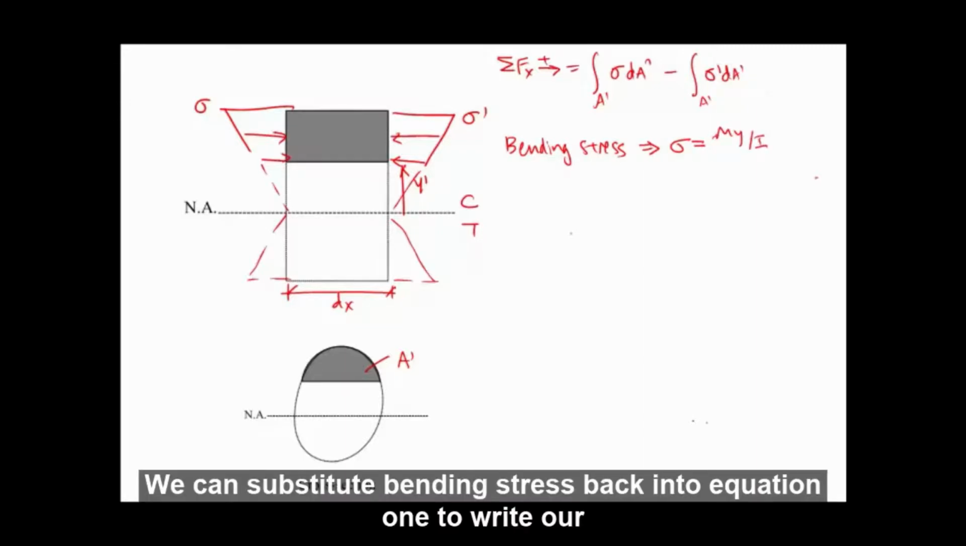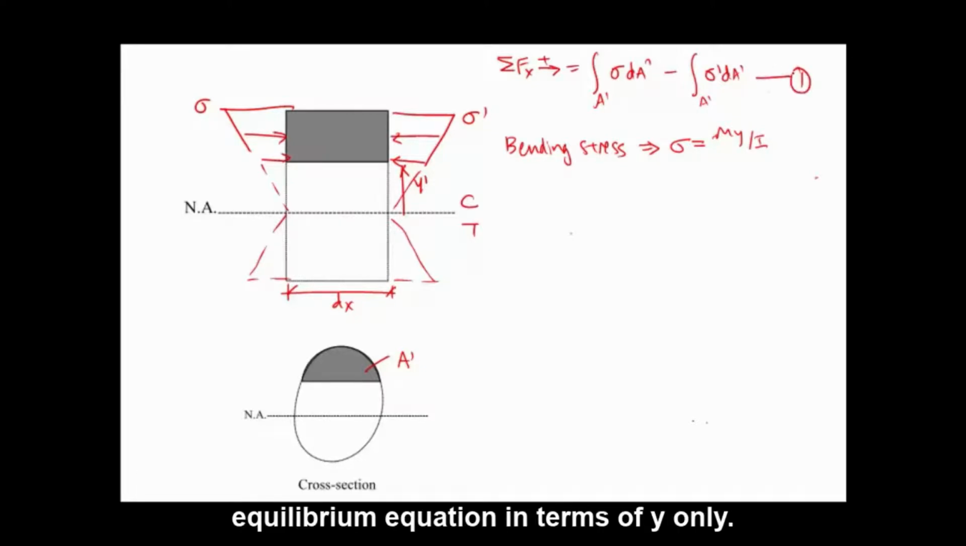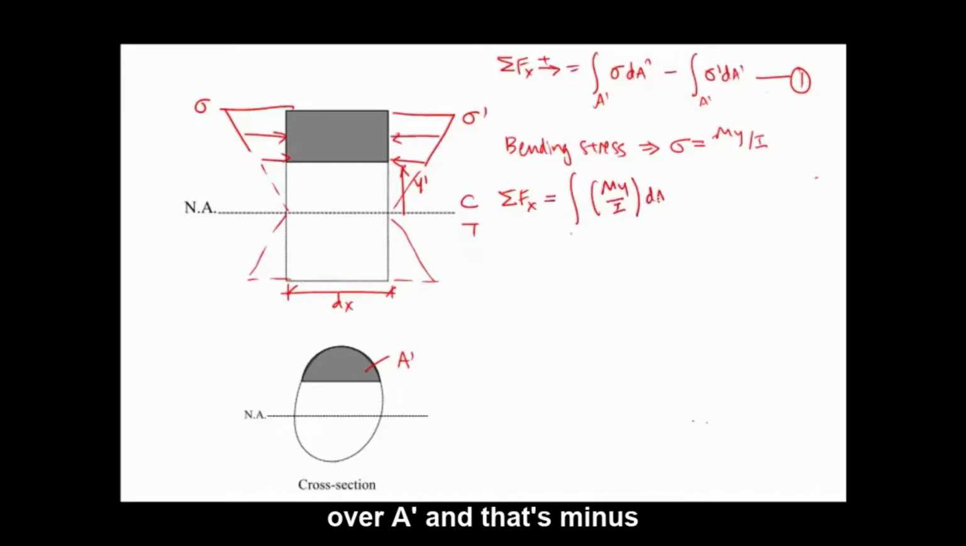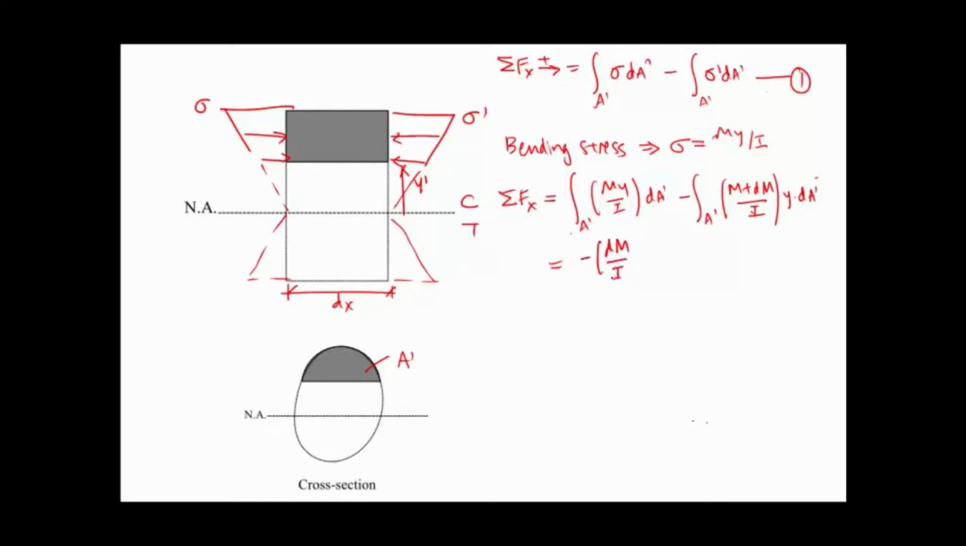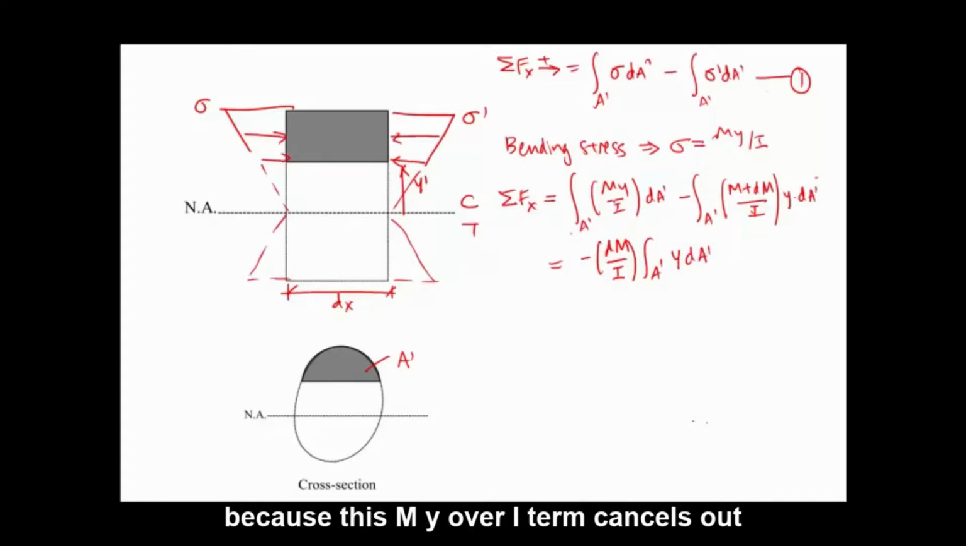We can substitute bending stress back into equation 1 to write our equilibrium equation in terms of y only. So writing that here, sum of Fx is the integral of My over I over A prime, minus (M plus dM) over I times y times dA prime. And this simplifies to a negative term, because the My over I term cancels out.